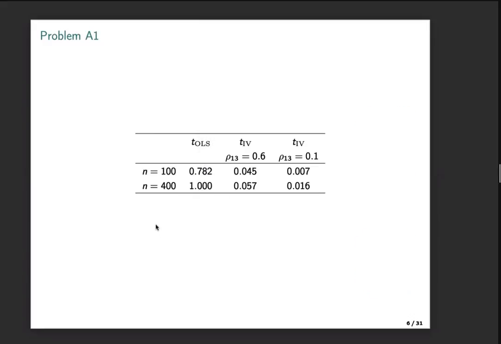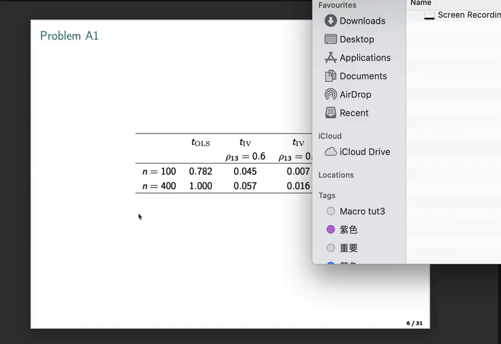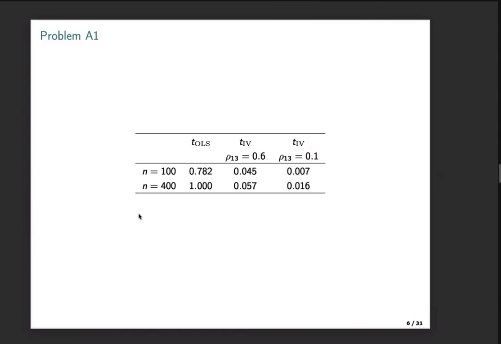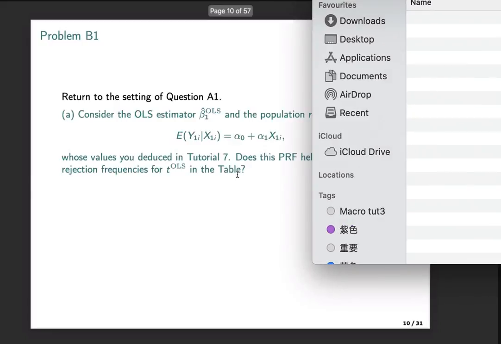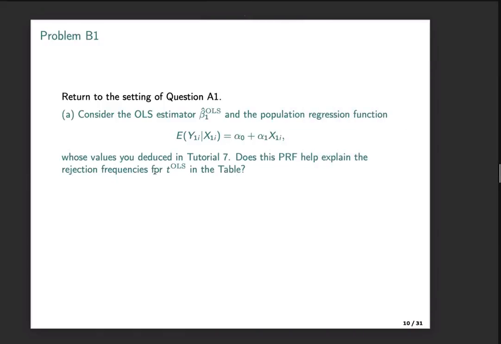Exercise A1 asks us to do. So now we're going to go over to the part B counterpart of this exercise, which is to interpret this output here. It says first, consider the OLS estimator, the first column of our table now. Does this PRF help explain the rejection frequencies for TOLS in the table?